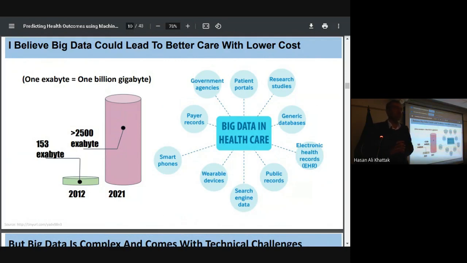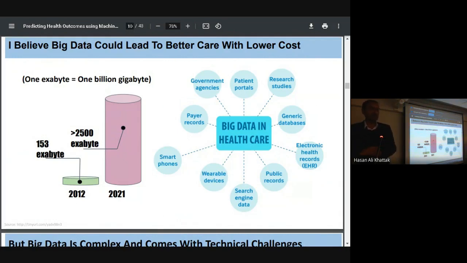Then we have some data available in the form of research studies. We have papers available on PubMed, Google Scholar, arXiv, and bioRxiv. Then we have patient portals, where patients, just like me, share information with other patients to get some tips and tricks and share their experiences. And then we have freely available data from government agencies, just like the CDC and the FDA.